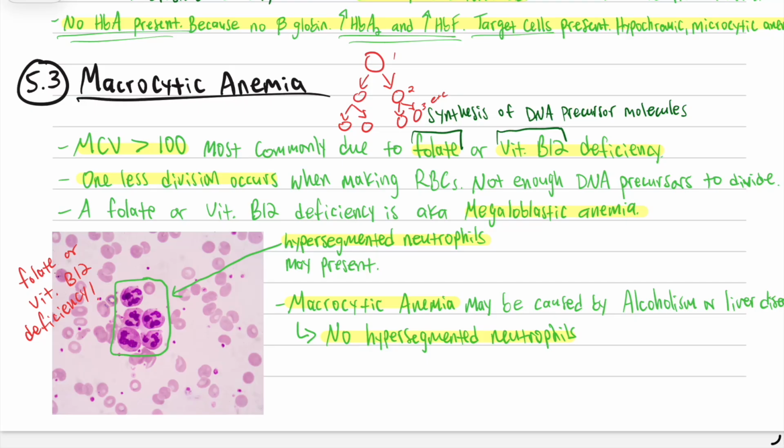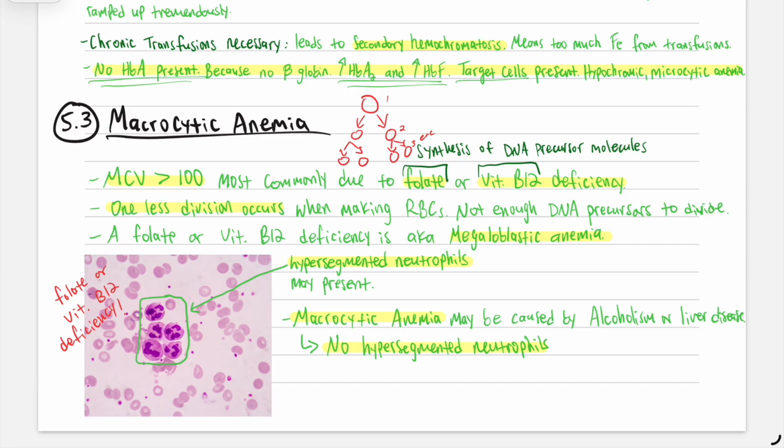And the reason is because with every division of the red blood cell, the cell gets smaller and smaller. And in this case, we have one less division occurring. And the reason is because we don't have enough DNA precursors to keep dividing. And so because we don't reach the final stage of division, the cells turn out to be a little larger. That's why our MCV is greater than 100. And the reason why we don't have enough DNA precursors to keep dividing is because we're lacking folate and vitamin B12. And these two things are very important in the synthesis of our DNA precursor molecules.